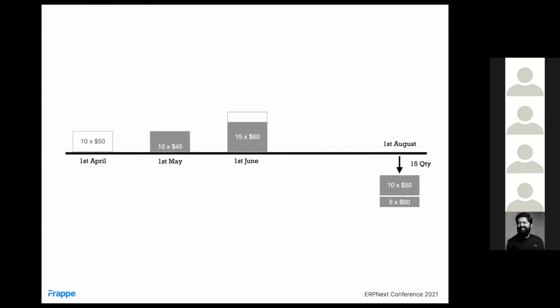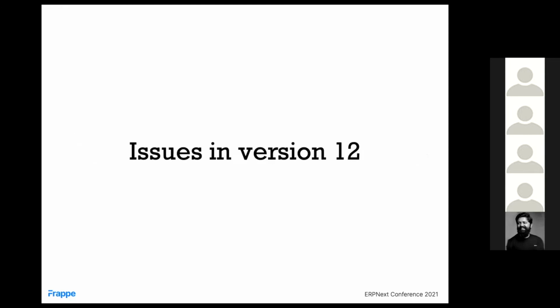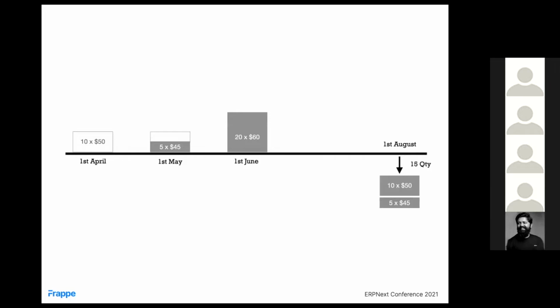So in the reposting, what we do is we first revert the 1st June transaction. It becomes 20, and then we remove the 5 quantity from the 1st May transaction. So earlier the cost was booked at $800 and this was booked at $725.